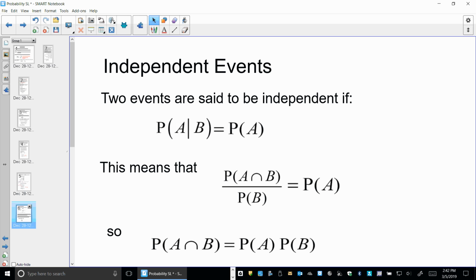Independent events. So if things are independent, it means that one event does not affect the other. And that means that if we're talking about the probability of A given that B has happened, well, that means it would just be the same as the probability of A happening anyway, because that indicates that the event B has had no impact on what we're talking about. Does that make sense? Yeah. So if the probability of A, given that B has happened, is exactly the same as just the probability of A, it means that B has had no impact on it.